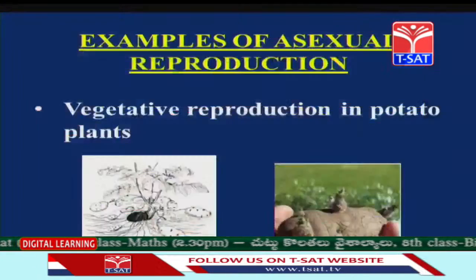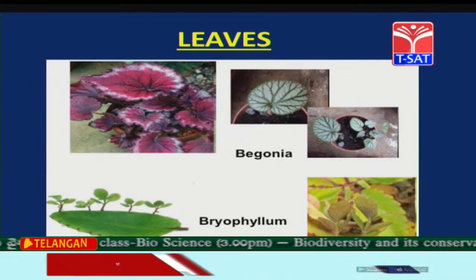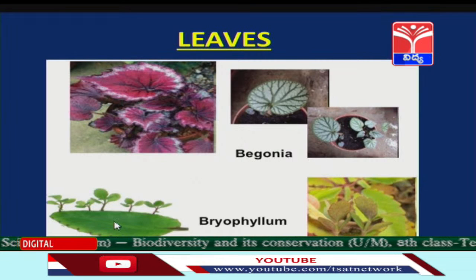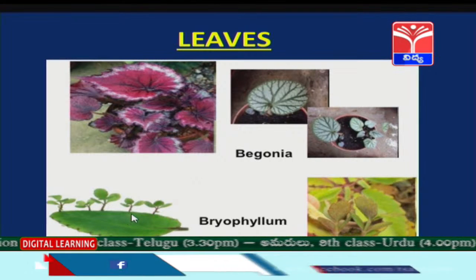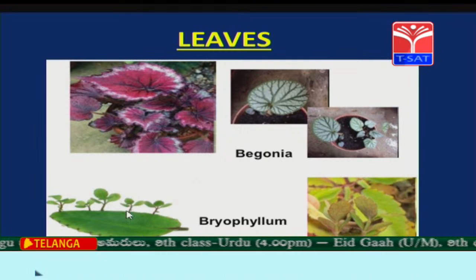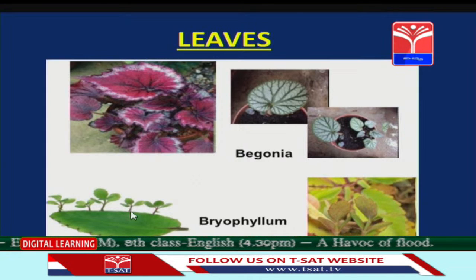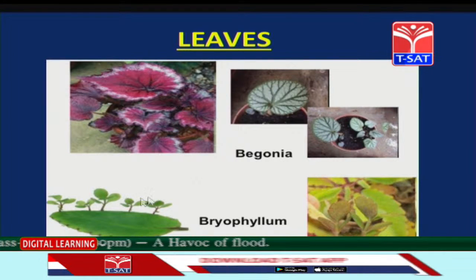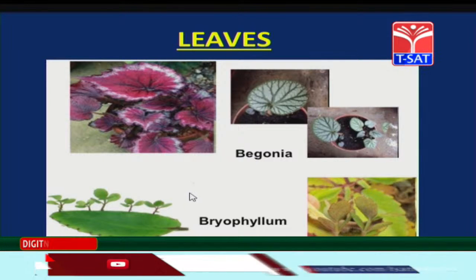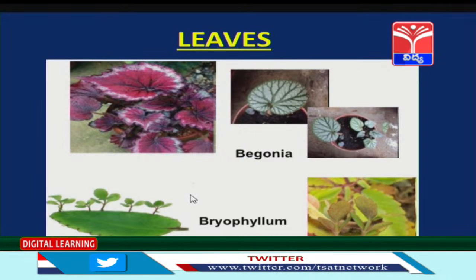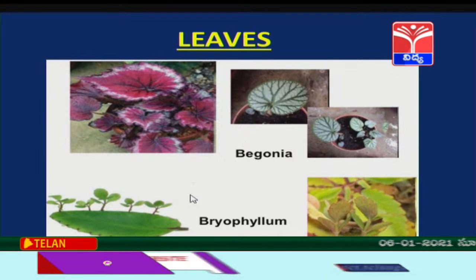Now see the next one, leaves. Some plants such as bryophyllum, this is the plant and this is the leaf, and on the leaf the margins are present. In the margins, small roots and small plants develop, and these are called leaf buds. If we cut this leaf bud and sow it in the soil, then you will get a new bryophyllum plant. So here the reproduction is occurring with the help of leaves. Leaf is a vegetative part, so this is vegetative reproduction.